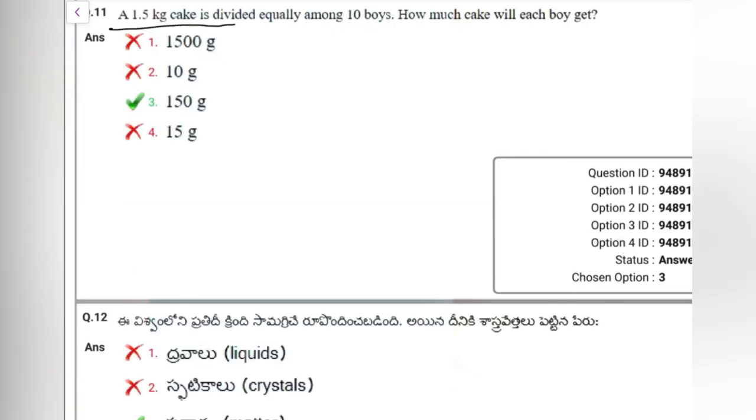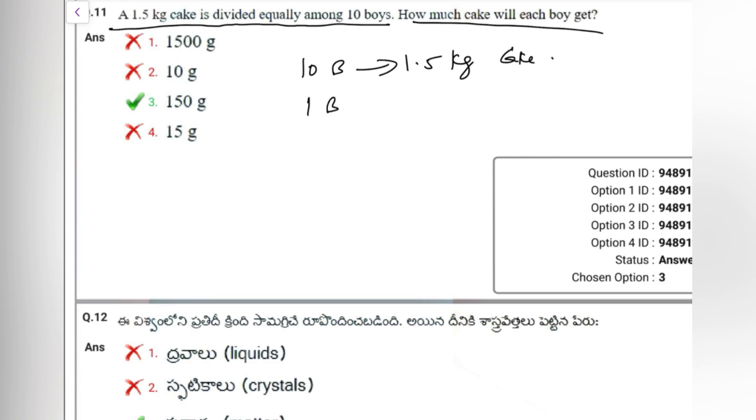A 1.5 kg cake is divided equally among 10 boys. How much cake will each boy get? Here 10 boys will get 1.5 kg cake. So, one boy will get 1.5 kg divided by 10.